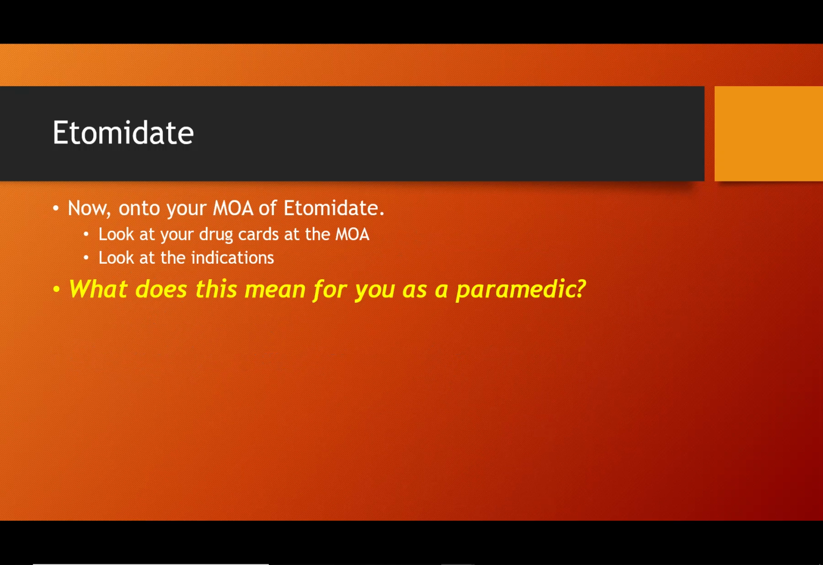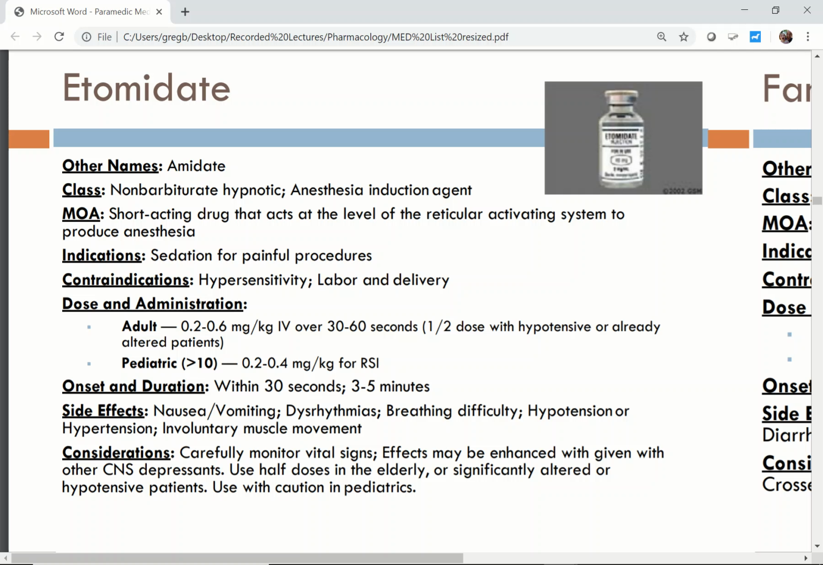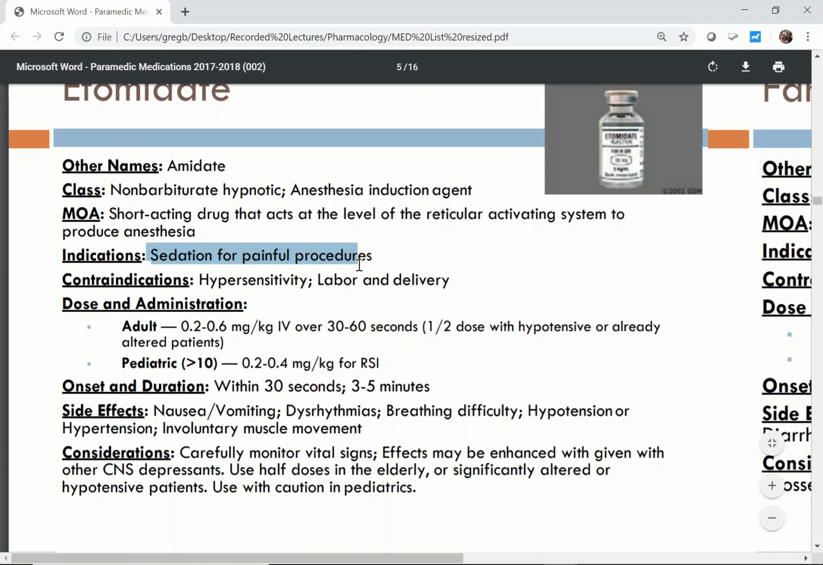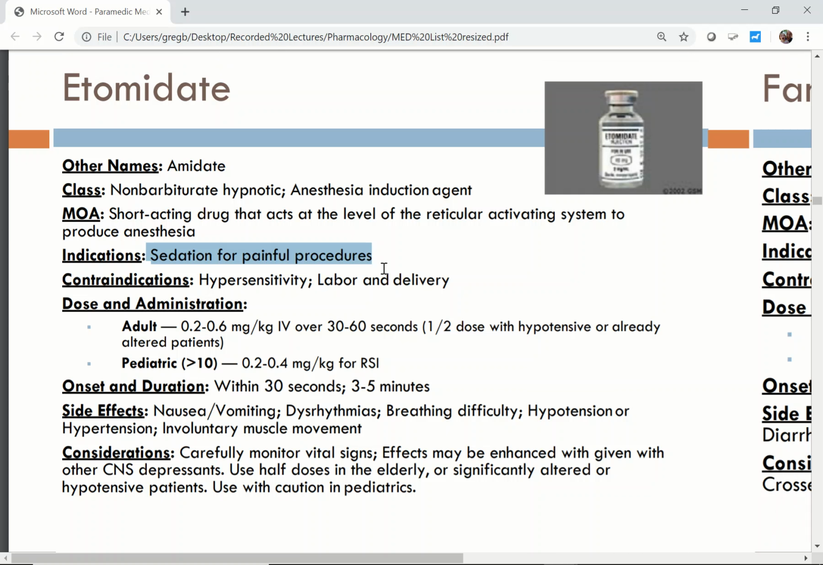All right, so now what does this mean for you as a paramedic? When you are considering etomidate, what should you be considering? Somebody that you're going to be placing an endotracheal tube in, or maybe a conscious sedation, depending on your protocols, something like a cardioversion where it doesn't take very long and you want that patient to wake up. So look at your indications right here. Sedation for a painful procedure, right? Well, if we put our patient to sleep and they're not aware of what's going on, that's a good thing. Contraindications, there's not many, just hypersensitivity, which is an allergy, remember, and labor and delivery.